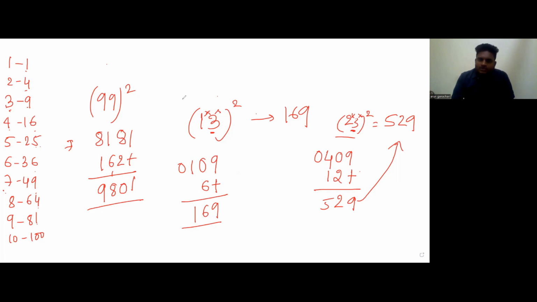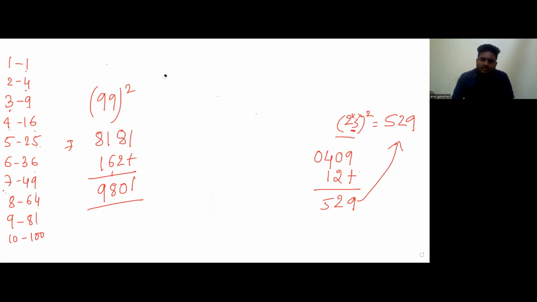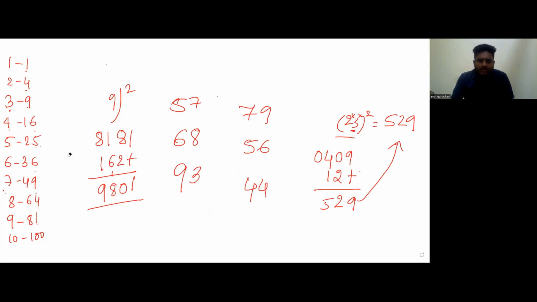Anyways, that is how to find the square of any number. So take this as homework and find the squares of at least 7 to 8 numbers. I'll give you the numbers. Find the square of 57, 68, 93, 79, 56. Then find the square of 44. Solve all of these and send them back to me after the class. Understood the concept of what we did here?